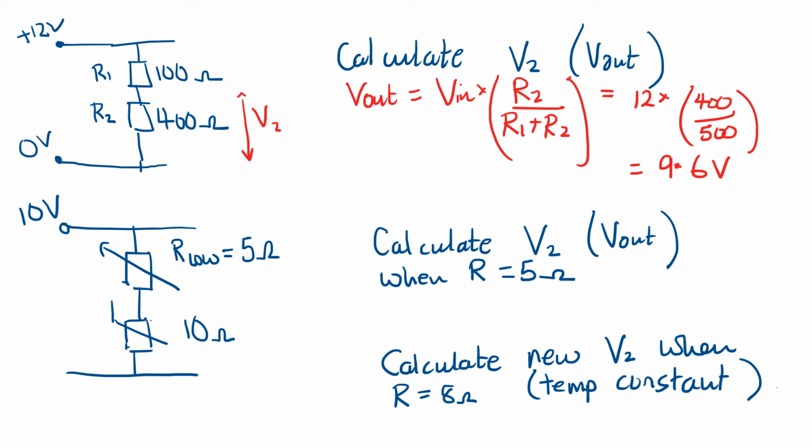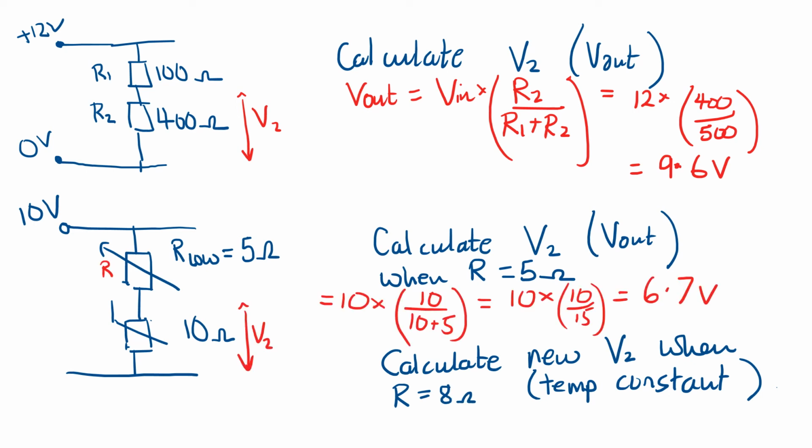For the second circuit, calculate V2 when R equals 5 ohms, and then part 2, calculate the new V2 when R equals 8 ohms. We'll assume the temperature is constant in this question. It's a thermistor, but the temperature is constant. So second circuit, V2 when R equals 5 ohms is going to be equal to 6.7 volts. So it's V out equals V in times R2 over R1 plus R2. 10 times brackets 10 over 15, close brackets, equals 6.7 volts.